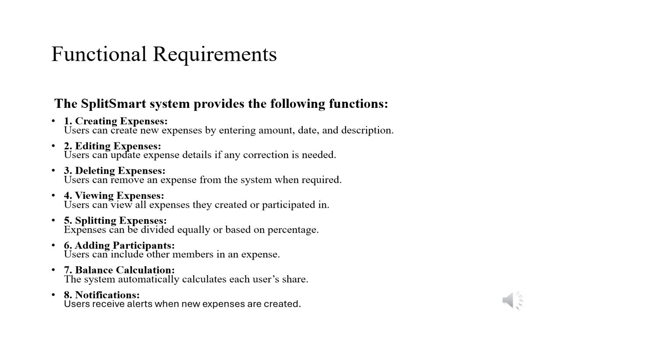Another important function is viewing expenses, which allows users to see expenses they created or participated in. The system also supports splitting expenses equally or by percentage, depending on the situation. Users can add participants to an expense, and the system automatically calculates each user's share. Finally, the system sends notifications when new expenses are created. So these requirements are important because they define the main operations that the system must support.